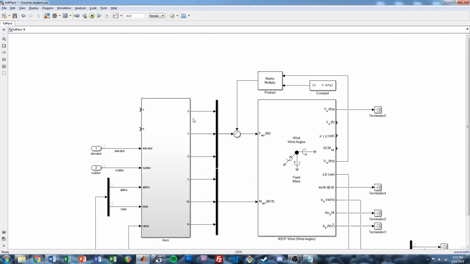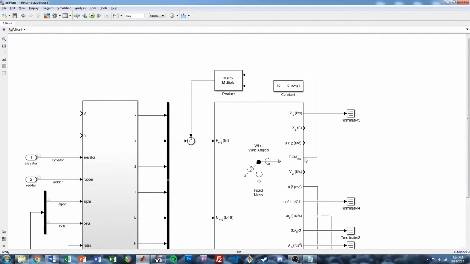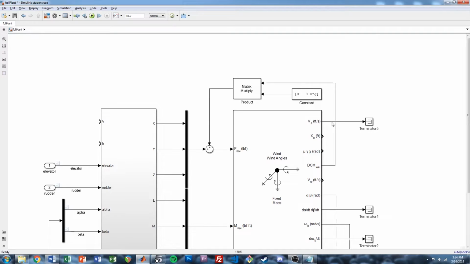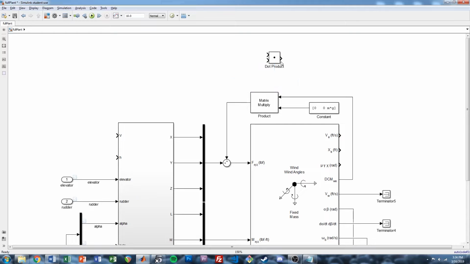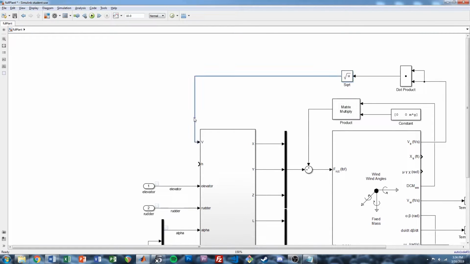What else do we need? We need our velocity, so we can pull that, do wind velocity. Oh, I hooked the wrong thing. This should go to the DCM, not the velocity. There we go. Actually, since this one's a little bit higher, I'm going to throw the terminator on this one, because all we really care about is the scalar. So use a dot product and a square root. So now we've got our velocity input.